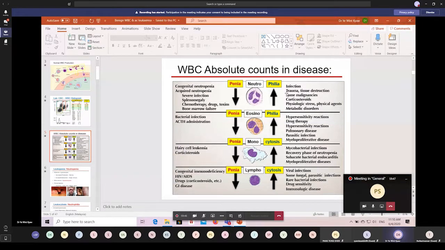When the body's neutrophil count is increased, can you understand my question? When the neutrophil count is increased in the body, it is because of bacterial infection. You can read from here. This can all cause increased neutrophil count.